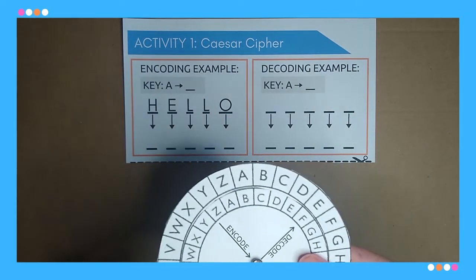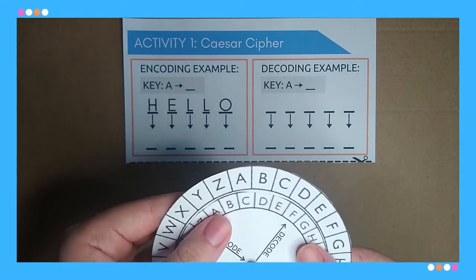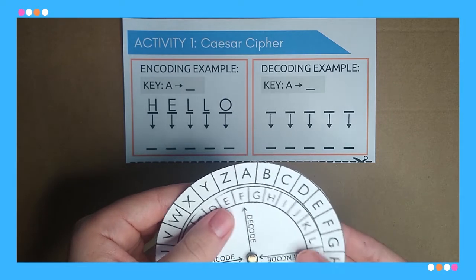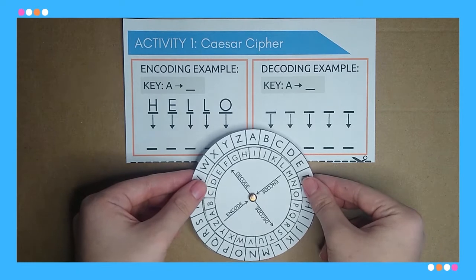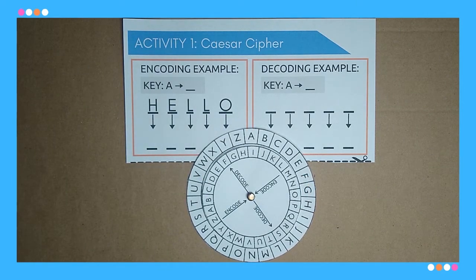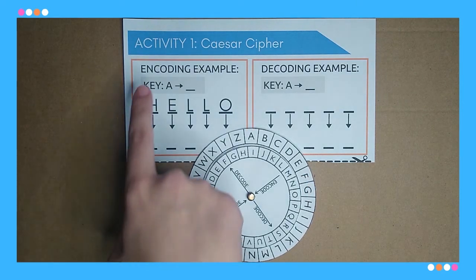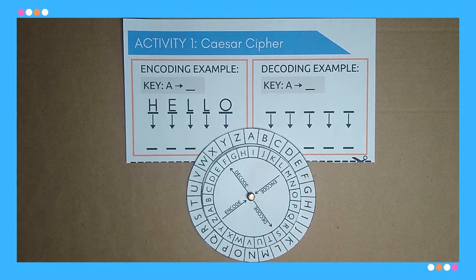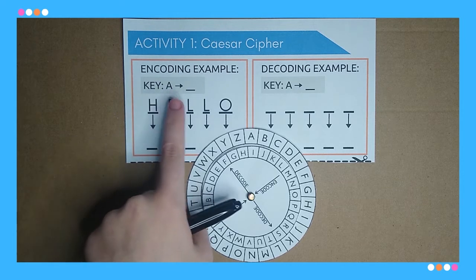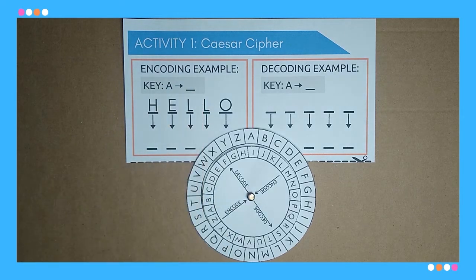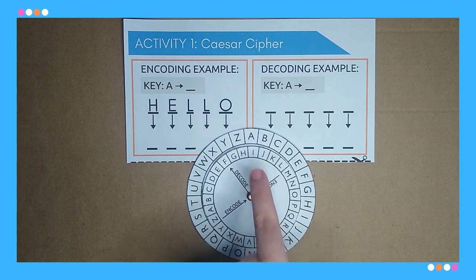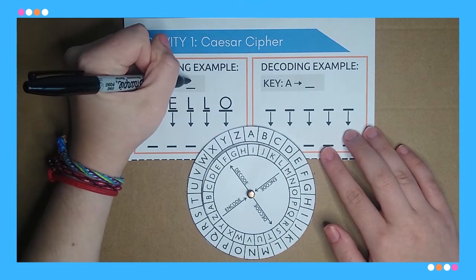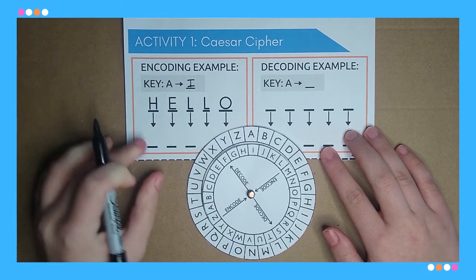Hello. I'm first going to spin my tool around and stop it in some place. It's important that we write down where we stopped it in what we call the key. The key is a little note where we can remember how we shifted the letters so that we can undo it when we decode the message. The key always looks like this: A, an arrow, and then another letter. Find the A on your outer ring and write down what letter is below it. I'm going to put the I below the A, so spin your tool until it looks like this.